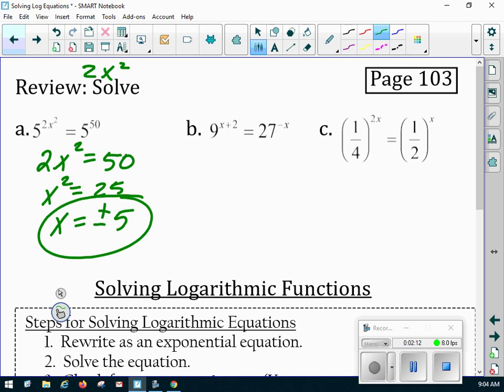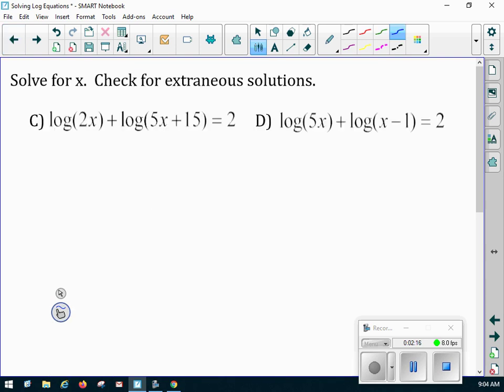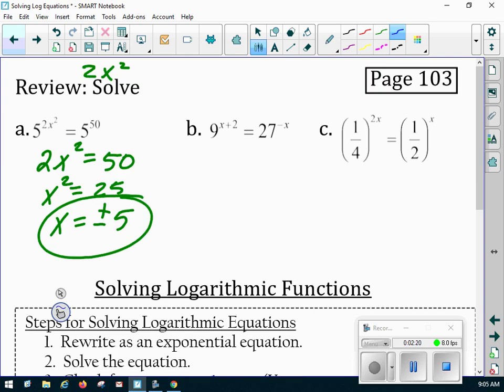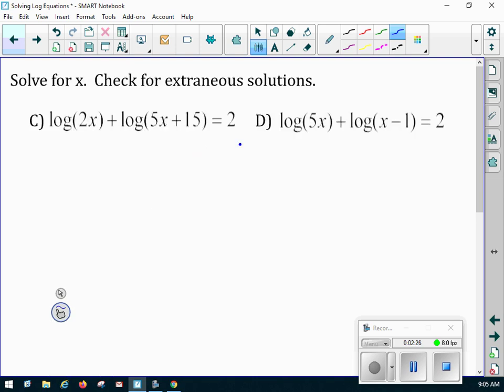Look at B. Common base of 3. Good. 9 is 3 to what power? 2. So that's 3 squared raised to the x plus 2.